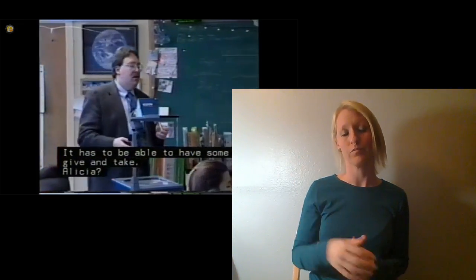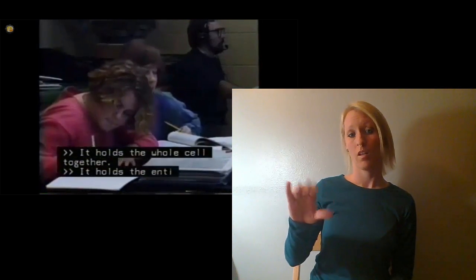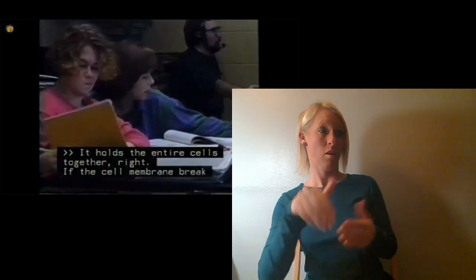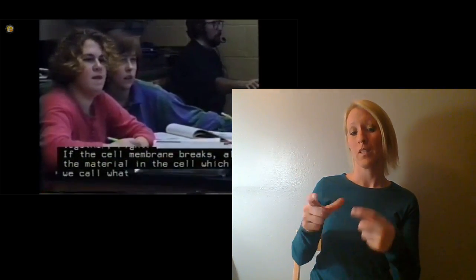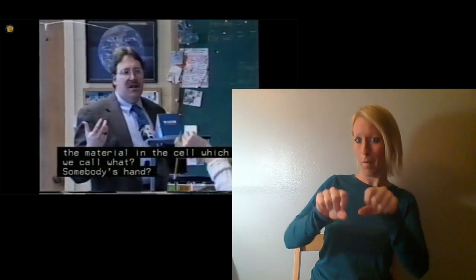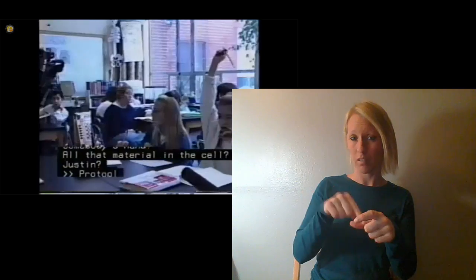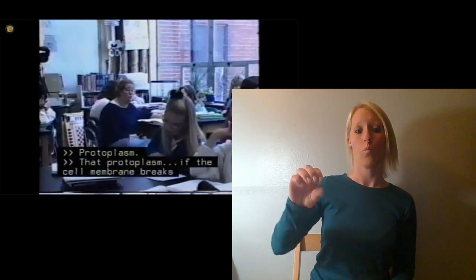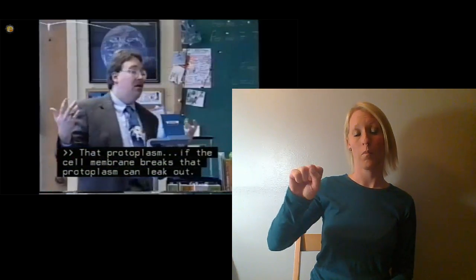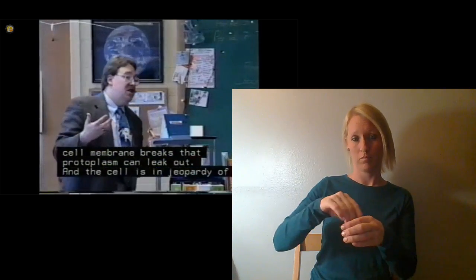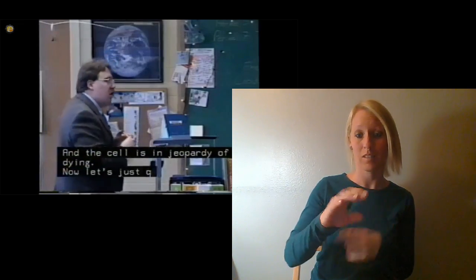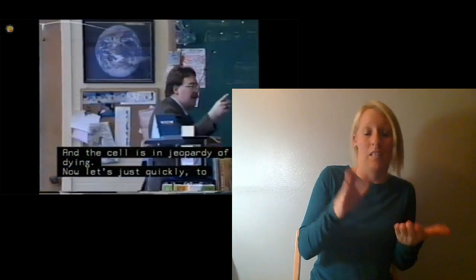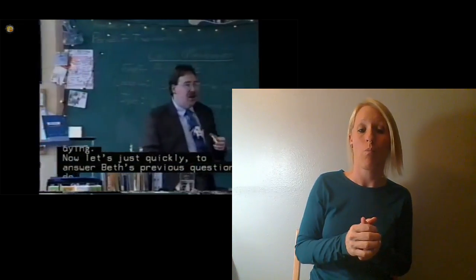Alicia? Hold the whole cell together? It holds the entire cell together, right. If the cell membrane breaks, all the material in the cell, which we call what? Somebody's hand? All that material in the cell? Justin? Protoplasm. That protoplasm, if the cell membrane breaks, that protoplasm can leak out, and the cell is in jeopardy of dying.